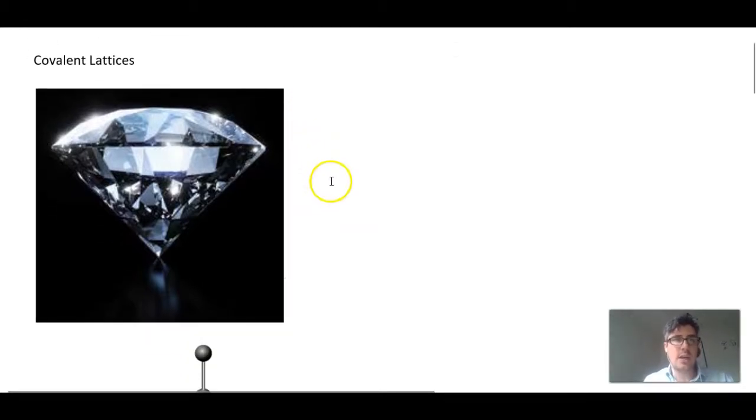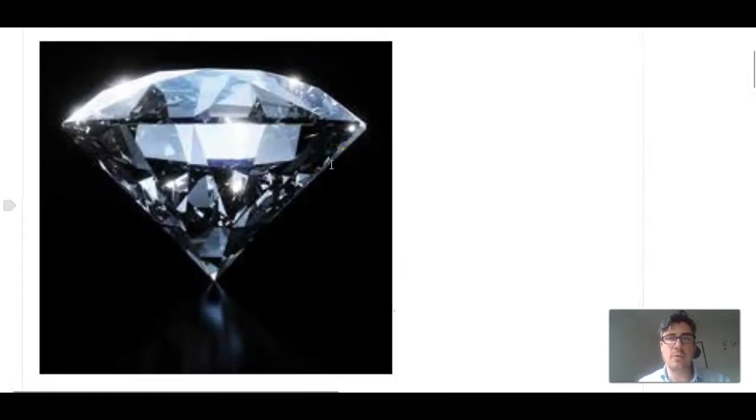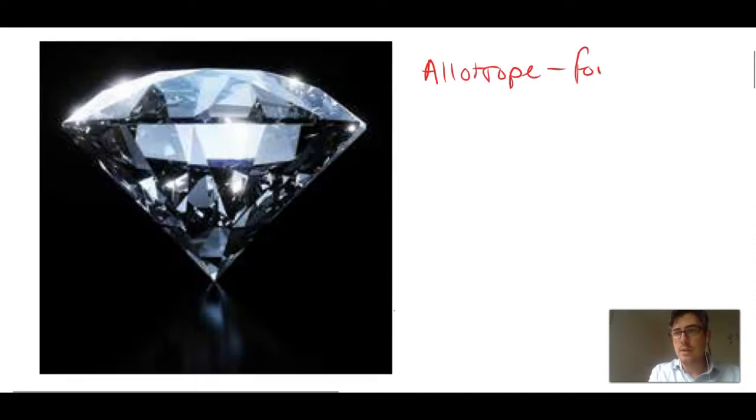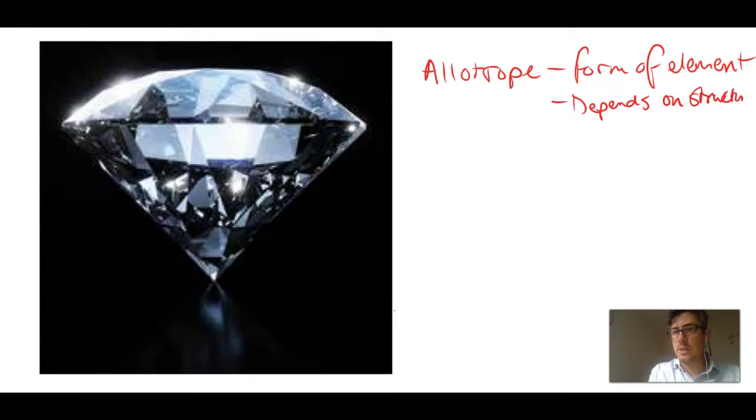So the first one to look at is the most famous form of carbon, or definitely one of the most expensive, which is diamond. Diamond is what we call an allotrope of carbon, and an allotrope is a form of an element. It depends on the element's structure. Because carbon has so many possibilities with its structure, it forms different allotropes.